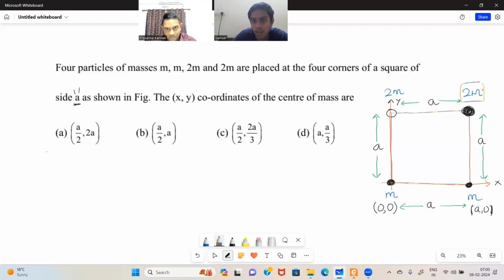A, comma 0. A comma 0 is this point. Will this point also be A comma 0? No, right? This is simple 2D geometry. How did you move from this point to this point? You vertically increased your height, correct or not? Correct. By how much? 2a, distance? 2a, comma 0.